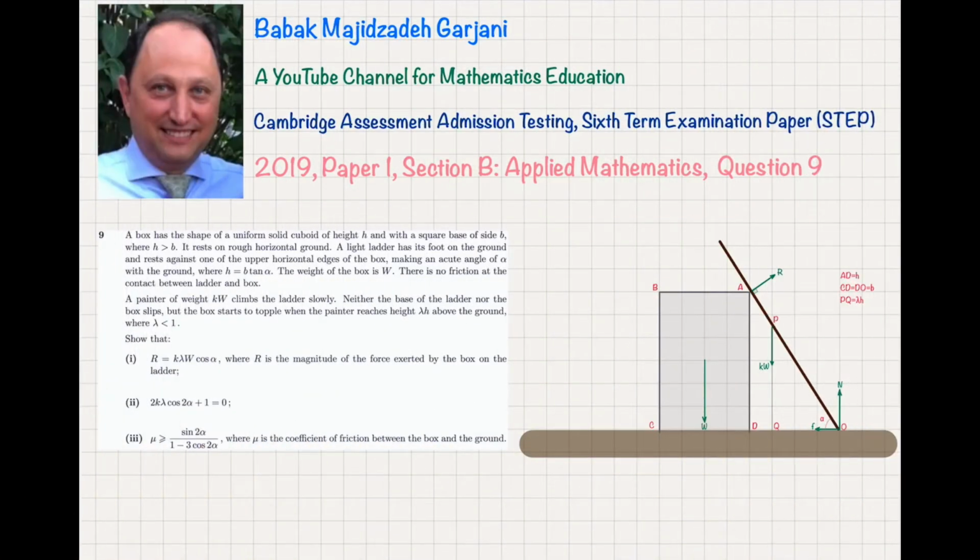Cambridge Assessment Admission Testing, Sixth Term Examination Paper, STEP 2019, Paper 1, Section B, Applied Mathematics.